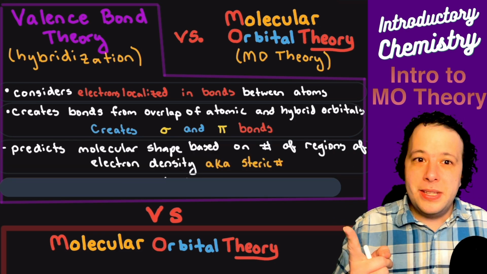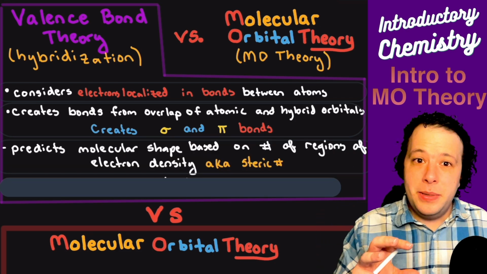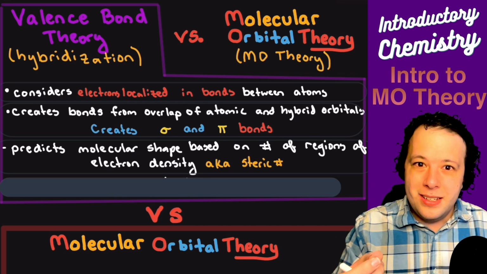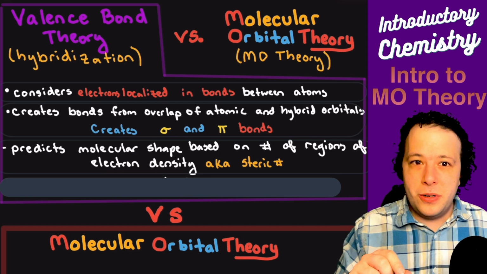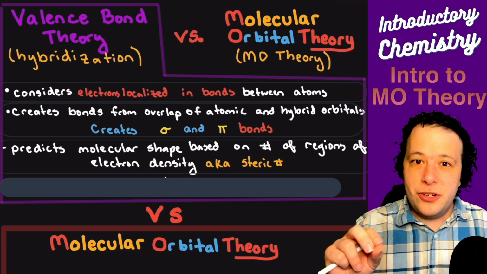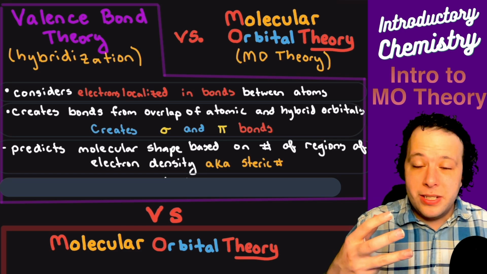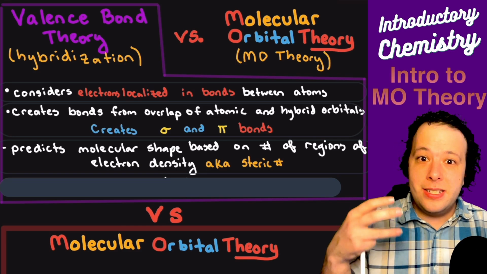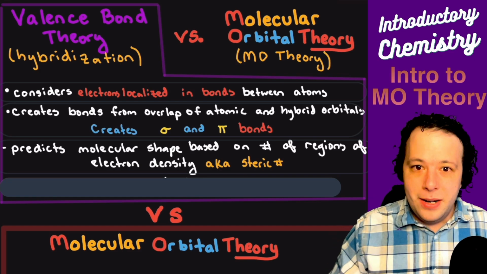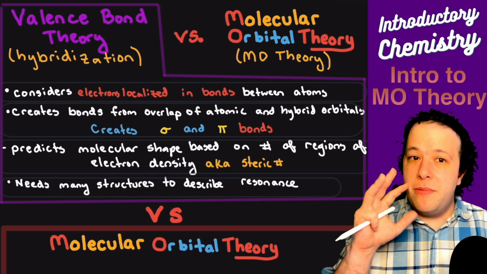Now, why is that something that was great? It gave us the ability to actually explain the why for how VSEPR structures work, meaning it predicts molecular shape by determining where most likely the regions of electron density are, aka their steric number. So it gives us a good thought process.